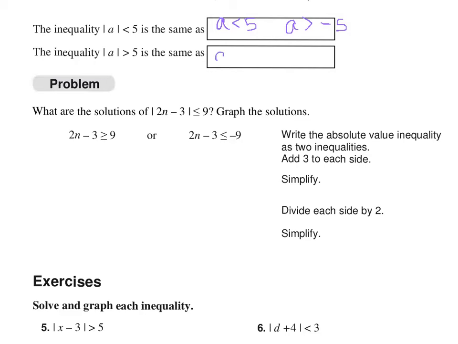So on this one I'm going to have a is greater than 5, or if I flip it, I'm going to have a is less than negative 5. So you flip the inequality when you change the sign. So here are my two equations. See how they took the 2n minus 3, and they said is greater than 9, and they said 2n minus 3 is less than negative 9.